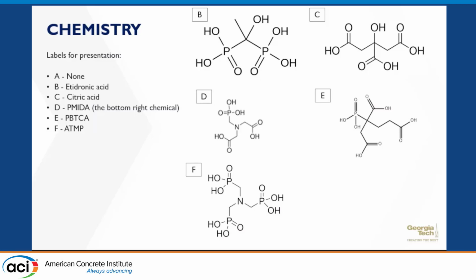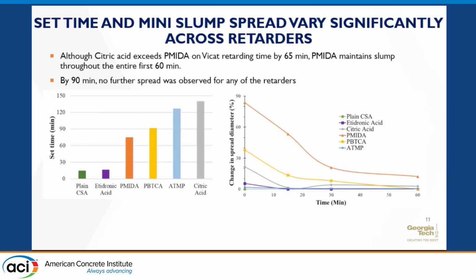In the cheminformatics study, we really couldn't get a mechanistic understanding of the retarder-CSA reaction. So in this follow-up study, we are trying to look deeper into that. Here are the chemistries of the retarders that we are screening: ethyluronic acid, citric acid, PMIDA, PBTCA, and ATMP. Except citric acid, they all have a phosphono group, from one to three, and they are all carboxylate chemistries.